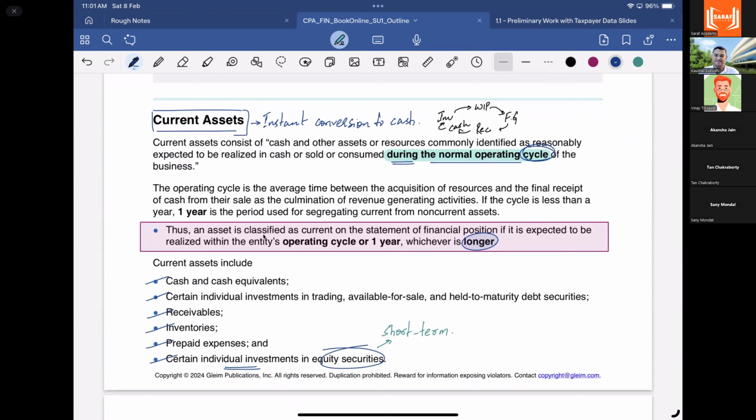When we say an asset is classified as current on the statement of your financial position, if it is expected to be realized within the entity's operating cycle or 1 year, whichever is longer. So that's the most important thing over here, is that whichever is higher, whichever is on a higher side. If your operating cycle is for 1.3 years, then you will take 1.3 years as the normal operating cycle.